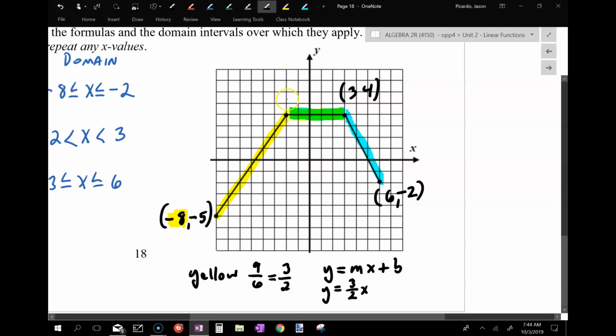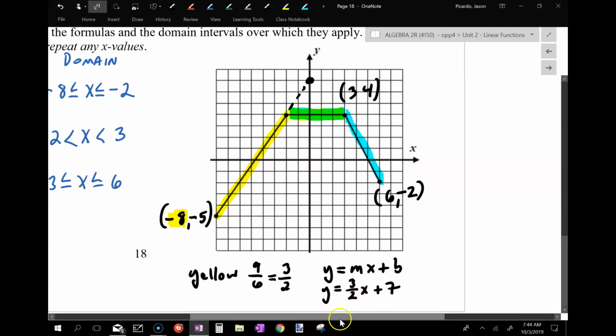So if I go from, let me get rid of this here. If I go up 1, 2, 3, and to the right 2, where would this line cross? At 1, 2, 3, 4, 5, 6, 7. 1, 2, 3, 4, 5, 6. I think it's 7. Right? So I have 3/2 x plus 7.